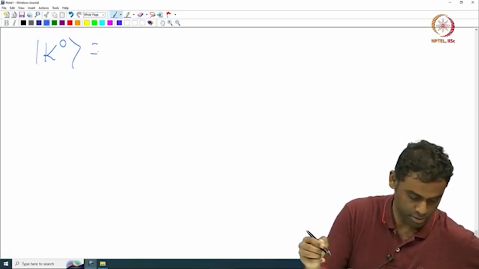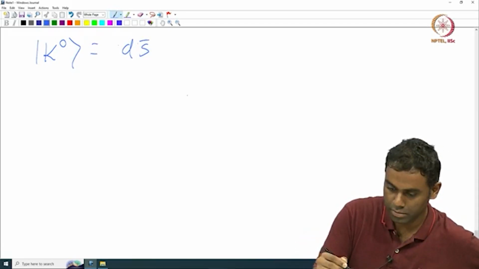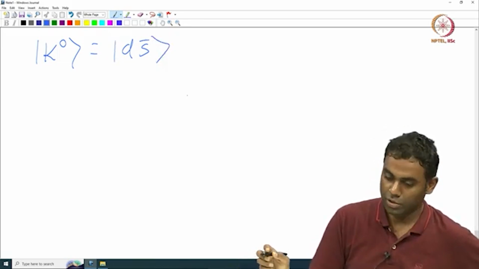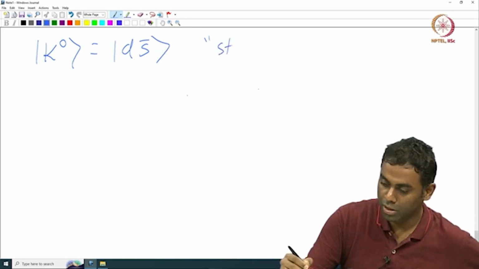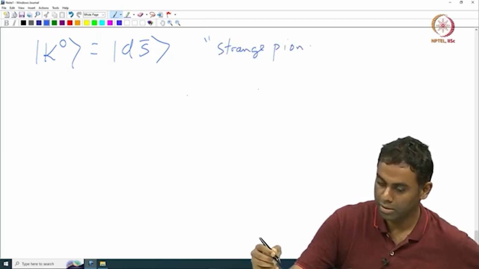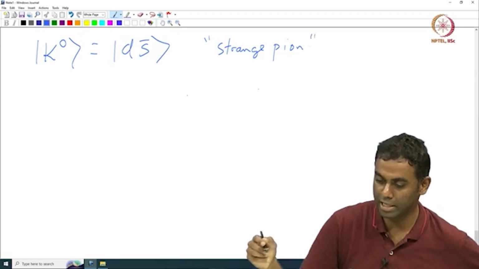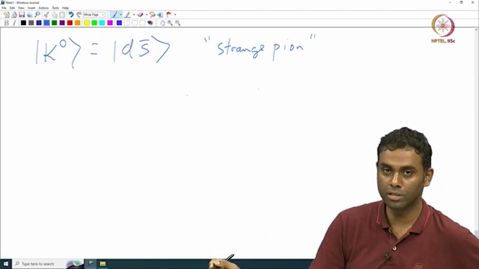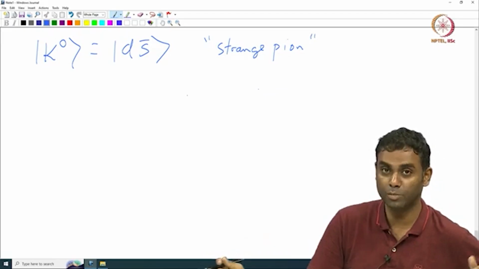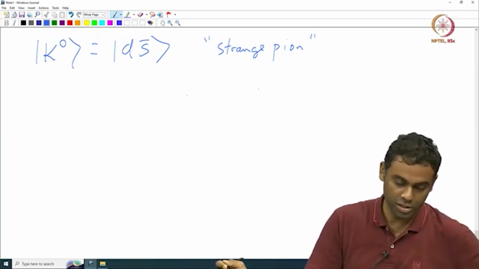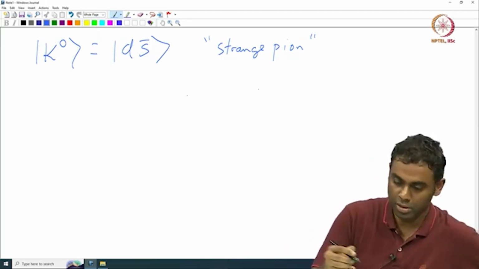nothing but a D and an S bar. Okay. So this is sometimes called a strange pion. Instead of D bar and U U bar, you have D S bar, right. So K0 comes under the class of strange mesons. Whenever you have the strange quark sitting in the meson, they are called strange mesons. Okay. And K0 is an archetypal strange meson.